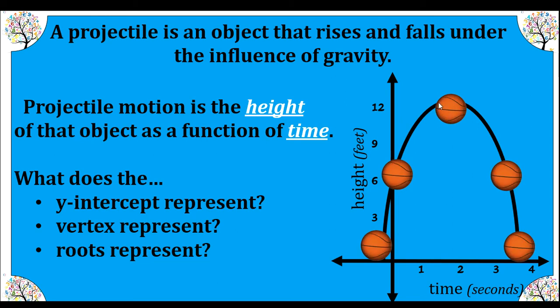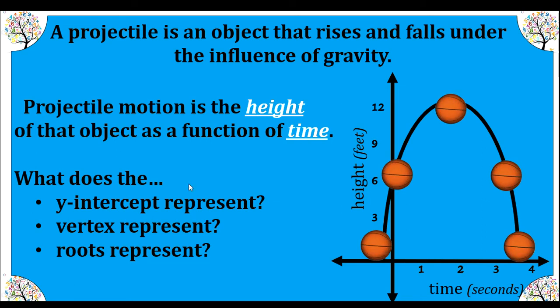Then it reached a maximum height of 12 feet in almost 2 seconds. Then we come over here as it's coming down, and it's 6 feet again, but this time has passed by a little bit above 3 seconds. So our basketball is at 6 feet again, and then it lands on the ground at about 3.75 seconds. So we're always talking about time compared to the height of the object as it's being thrown or launched.